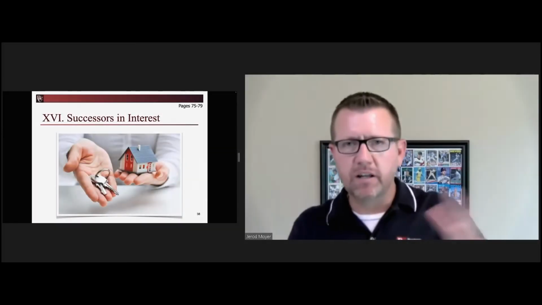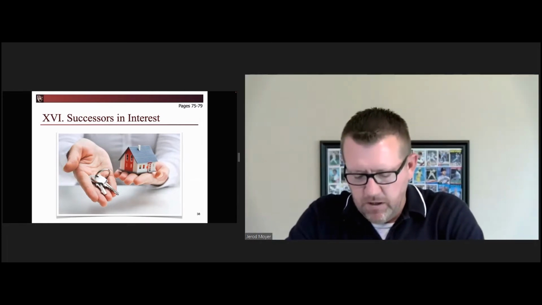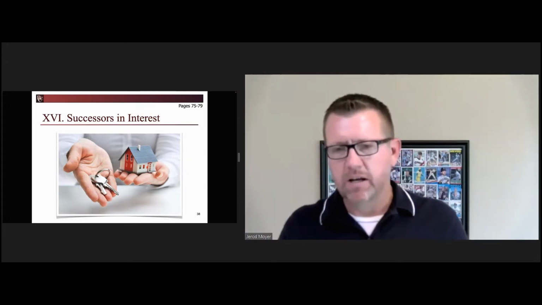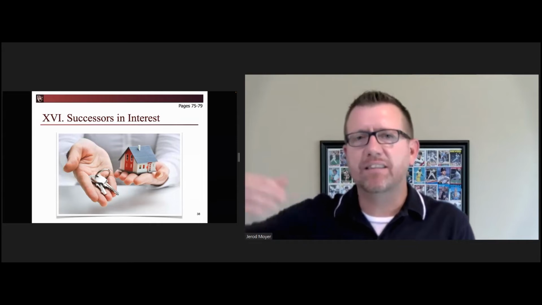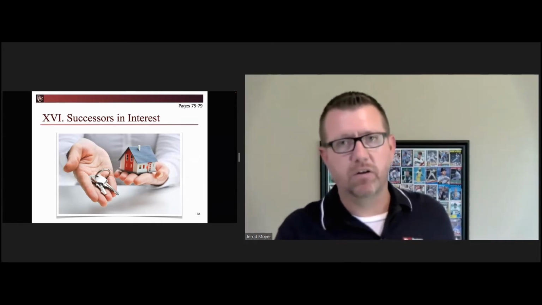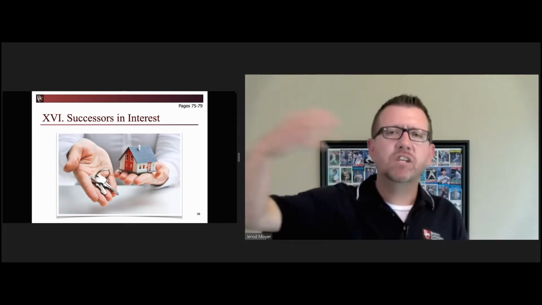This is the newest in the mortgage servicing rules. This is called Successors in Interest. Now, the paragraph at the top of page 75 is rather important because what it talks about is not necessarily having to seek these individuals out. If they've presented themselves, you have to deal with them. You'll have to follow the rules that we're going to go through here. But you don't have to seek them out.